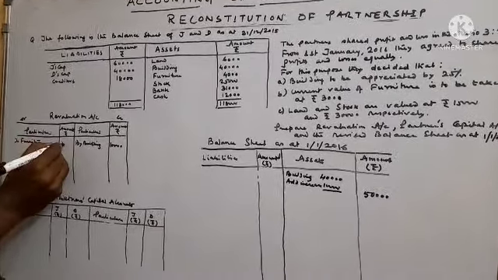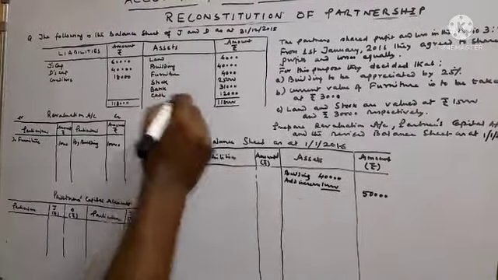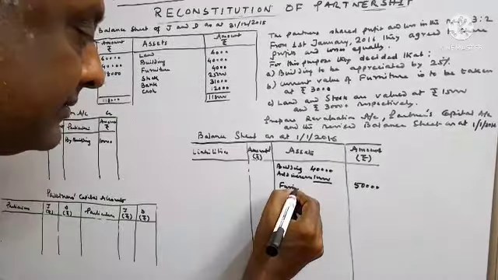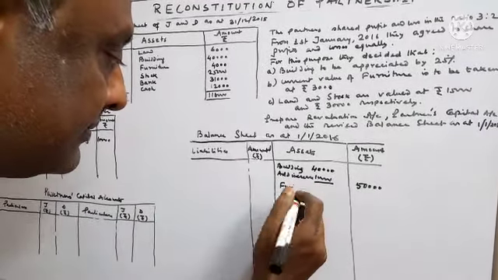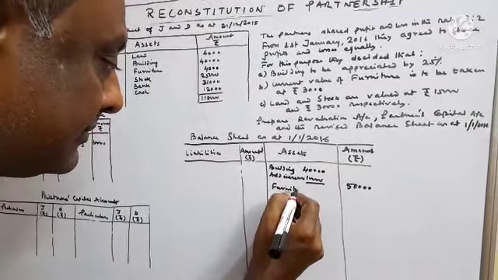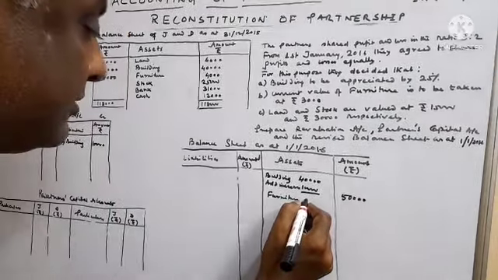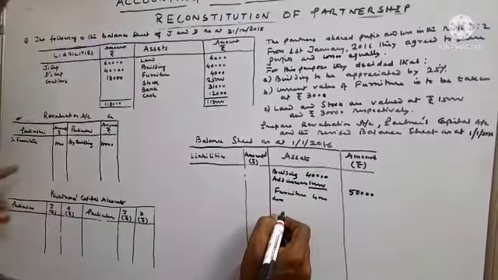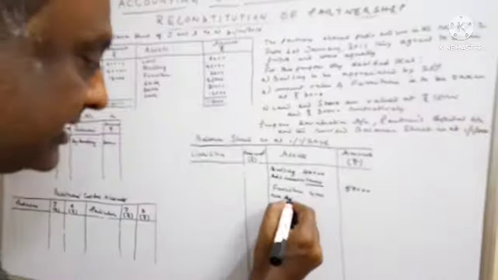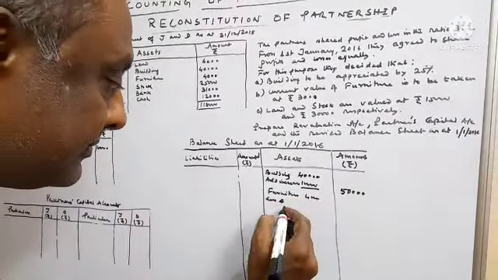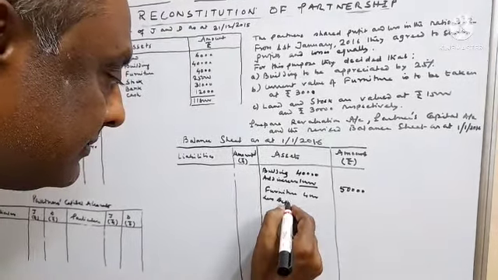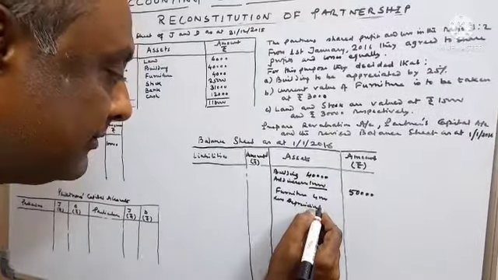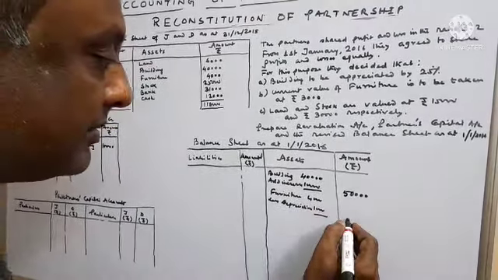How much? 1,000. So value of furniture in balance sheet will be furniture. How much given in question? Given in question 4,000. Value was depreciated by 1,000. So less depreciation 1,000. Now value will be how much? 3,000.